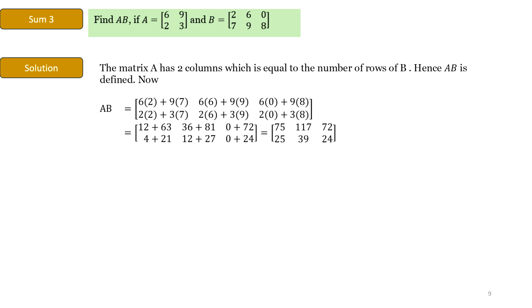The matrix A has 2 rows and 2 columns. The matrix B has 2 rows and 3 columns. The resulting product matrix will be a 2 by 3 matrix. The elements of the new matrix will be computed as shown in the slide. This is obtained by multiplying each row of matrix A by each column of matrix B.